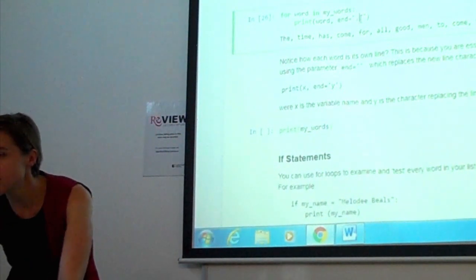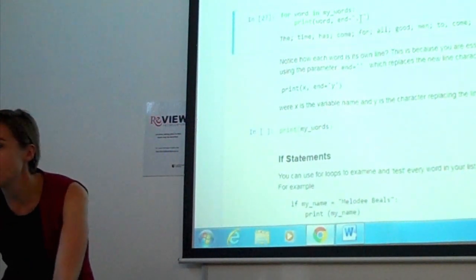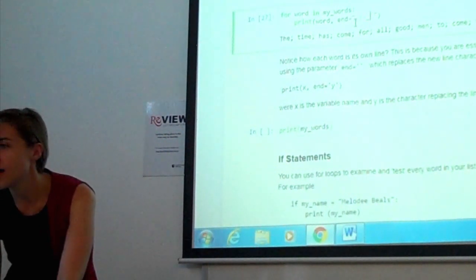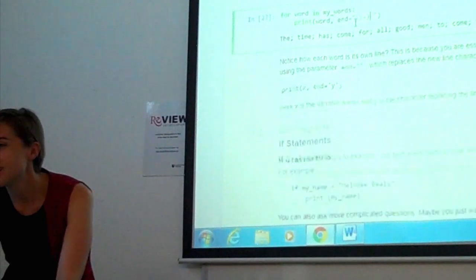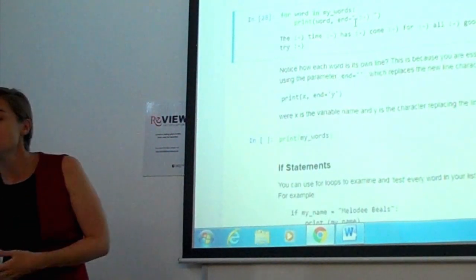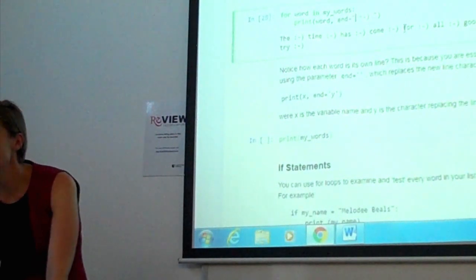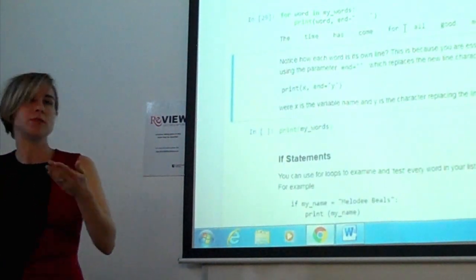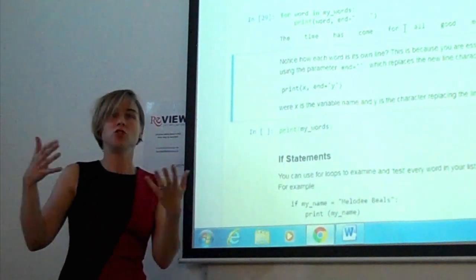So if I want it to have semicolons, or if I want it to have a happy face, anything you want to separate this out. This is particularly useful, for example, if you want to go from a comma-separated list to a tab-separated list, if you want to do something in a spreadsheet.